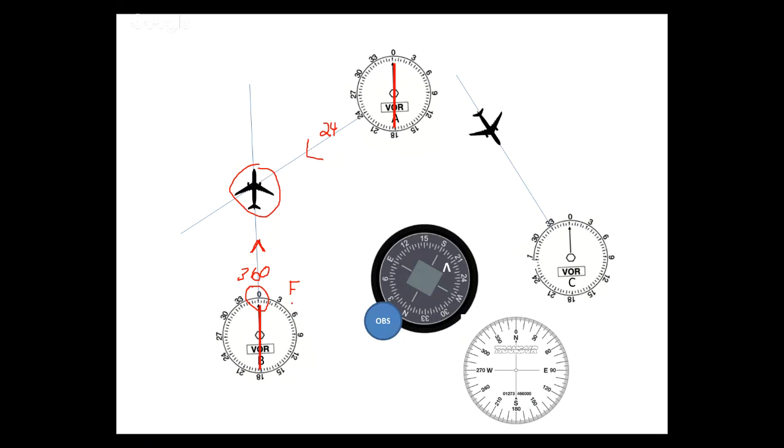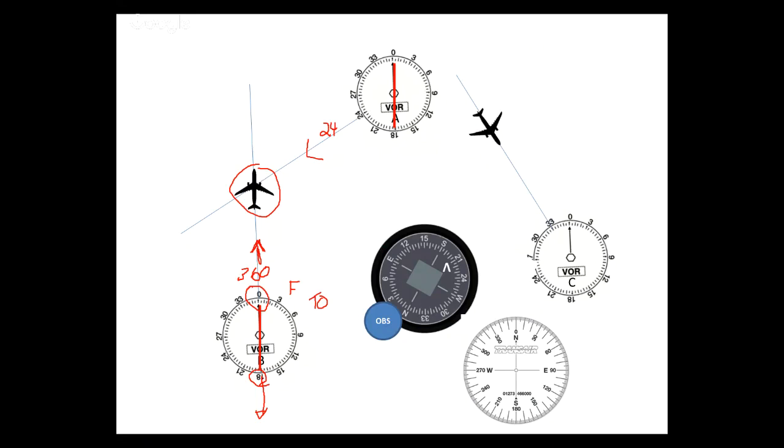Yep. Now, just to go a step further, if you wanted to see a to indication, you would have to flip the dial until the 180 was on top. Okay. Because then in that case, you're not on the 360 radial anymore. You're still on the 360 radial. Okay, yeah, you're on it, but you're flying to the opposite radial. Right. It thinks you're trying to go to 180 while you're on the 360. That's right.